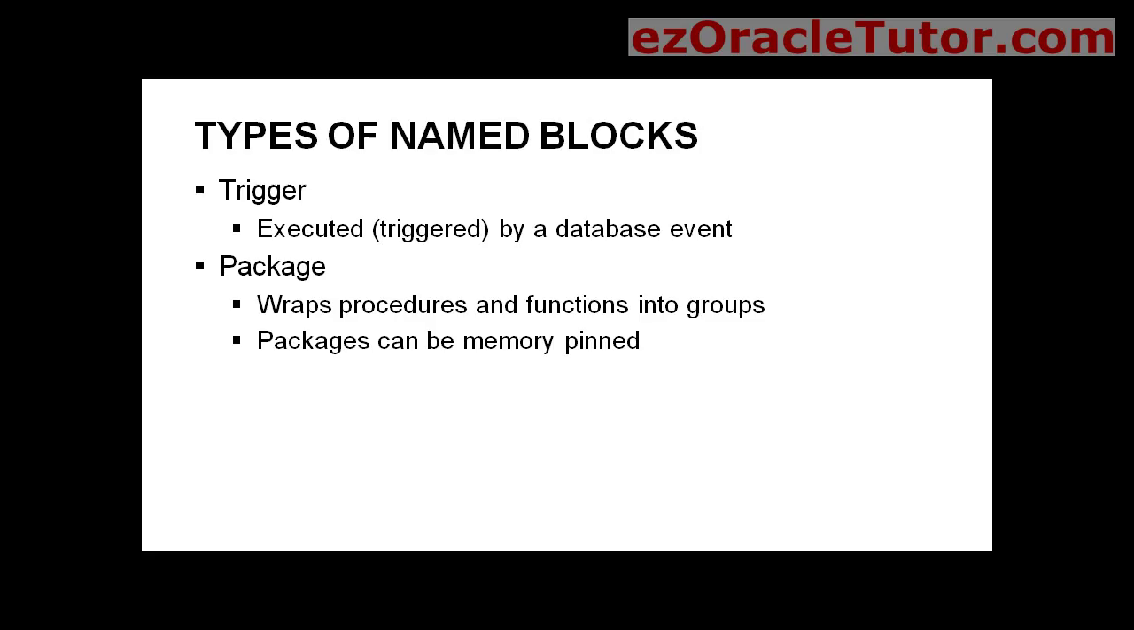So that's the types of named blocks. Procedures, functions, triggers, and packages. A procedure takes parameters in. A function does the same but can return a single value. A trigger is executed automatically by an internally occurring event in the database. And a package wraps procedures and functions into a nice, neat, and tidy group.